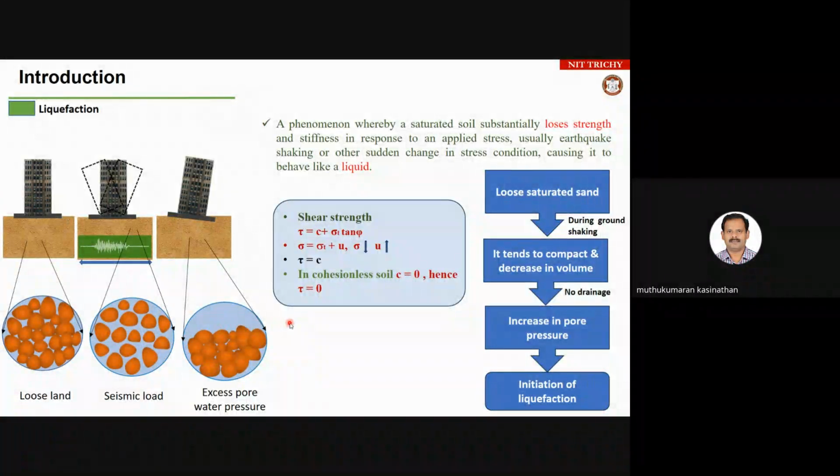So when the pore pressure is enormously built, it will not dissipate. When the developed pore pressure reaches close to the available shear strength, that is the vertical overburden pressure, or the built pore pressure is more than the effective overburden pressure, then you will have a problem. Soil will float like a soft liquid. So this is what happens. Loose saturated soil during ground shaking tends to compact and decrease in volume. No drainage takes place, so pore pressure increases, initiating liquefaction.